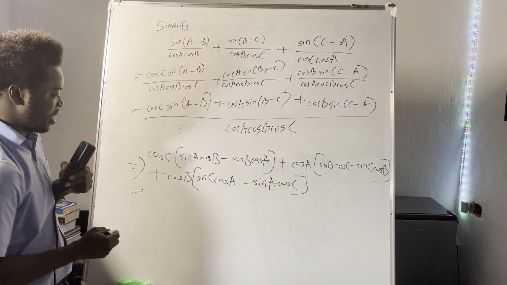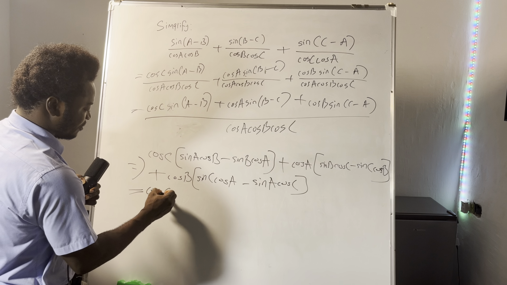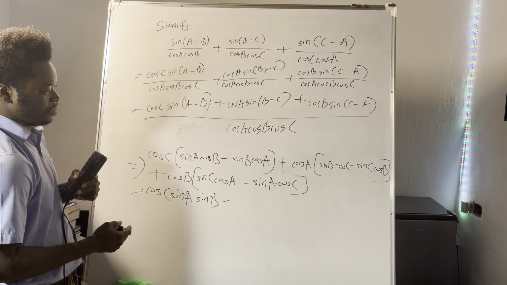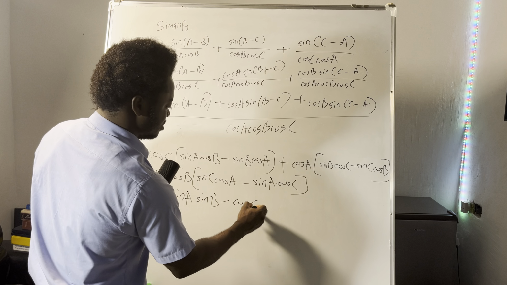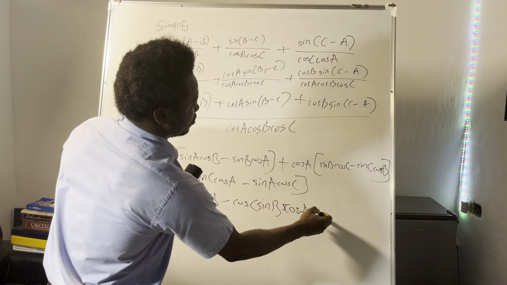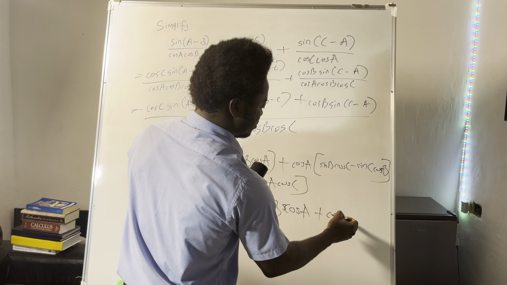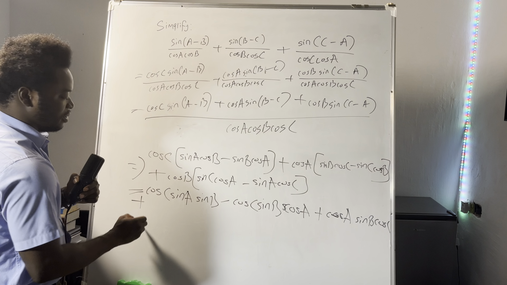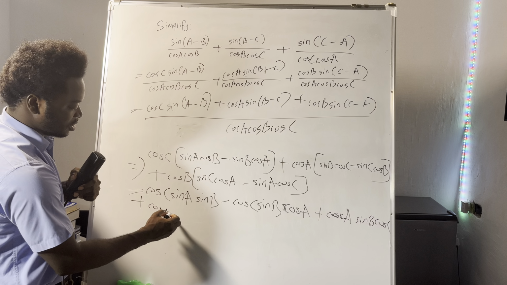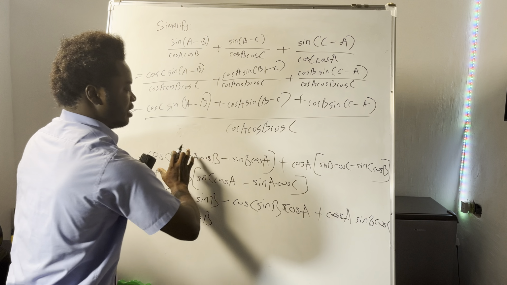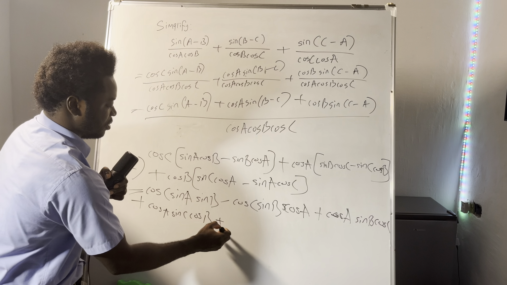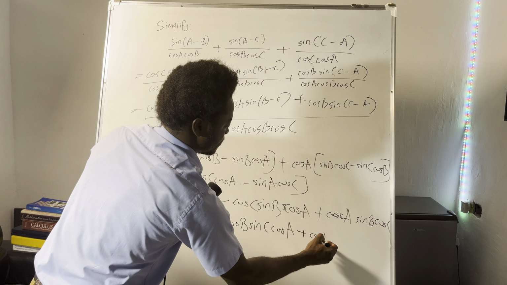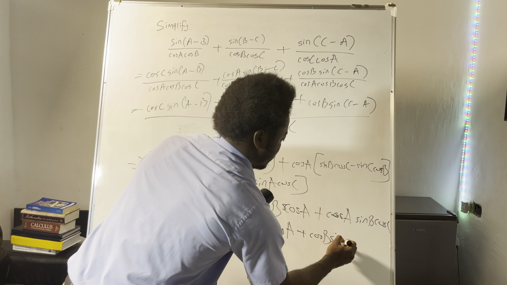So when all is said and done, we end up with cosine C sine A cos B, then minus cosine C sine B cos A, plus cosine A sine B cos C, minus cosine A sine C cos B, plus cosine B sine C cos A, minus cosine B sine A cos C.